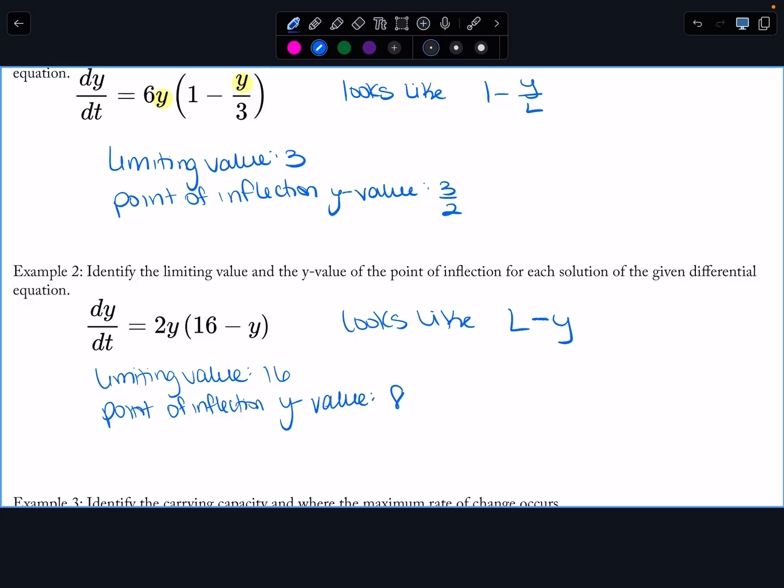Questions that you guys have? Yes, Diego. Always half. Always half of the limiting value or the carrying capacity. I have not seen them ask it as the limiting value. I've seen it like example 3 and 4 of asking for the carrying capacity. So all the released questions that I've seen have been phrased as carrying capacity.